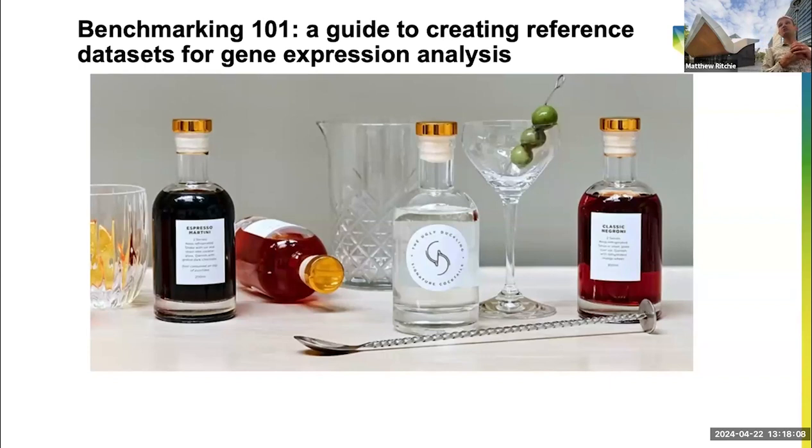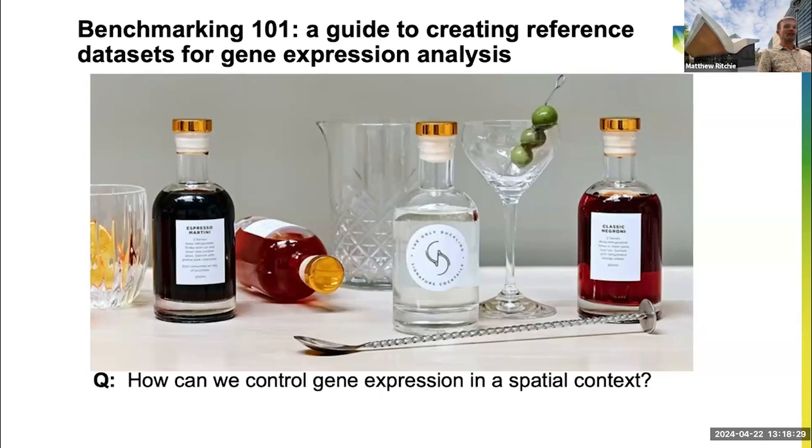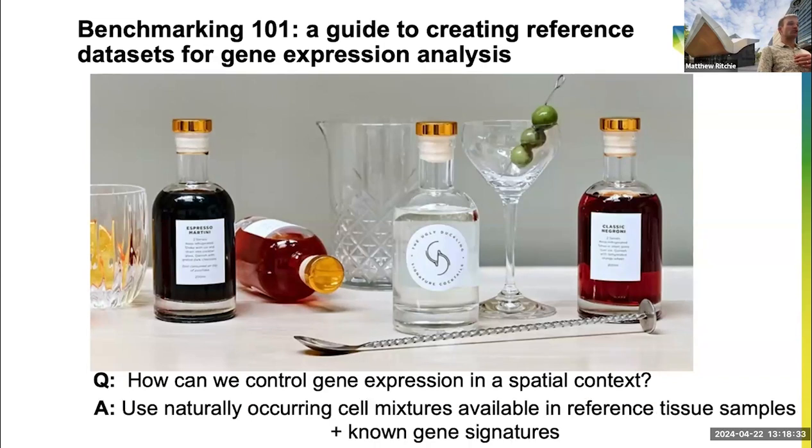Now, does this help us in spatial? Not really. I'm still not really sure how you would make a cocktail of cells that have a specific spatial location or orientation. All of these sorts of strategies are great when you've got molecules floating around that you can just sample and then mix in different contributions. So for spatial, we have a bit of a challenge. How do we control gene expression in a spatial context? Well, I guess the answer is we can't really.